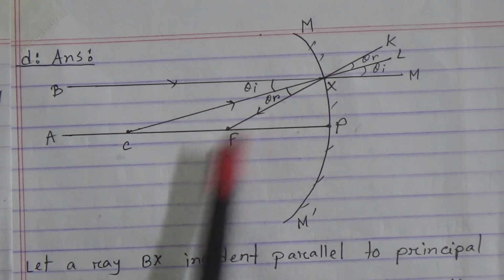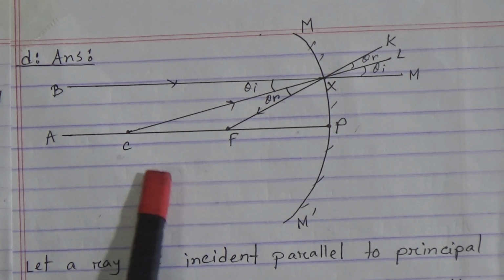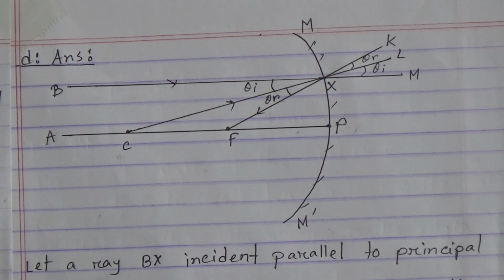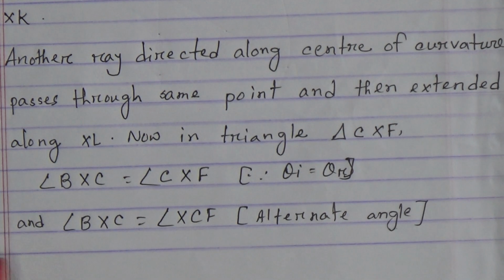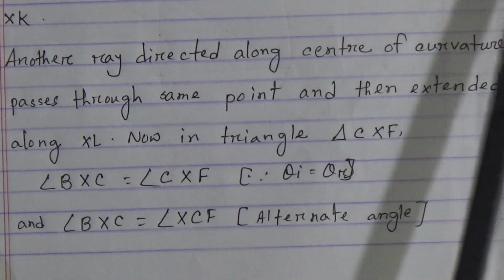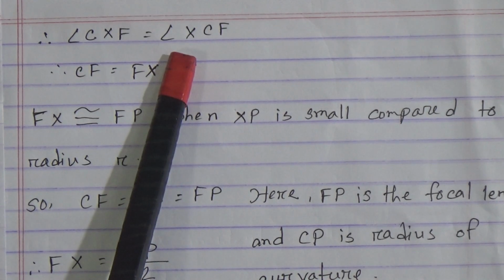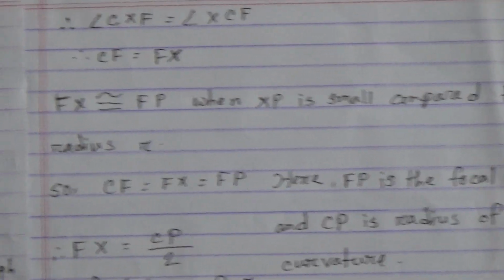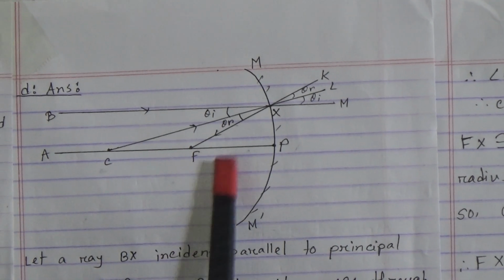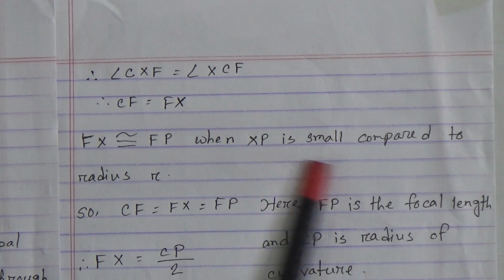Now in triangle CXF, we can write angle BXC equals angle CXF, that is theta I equals theta R. So the incident angle is equal to the reflected angle, and angle BXC equals angle XCF. These are alternate angles. So angle CXF equals angle XCF. So we can say line CF equals FX, and FX is approximately equal to FP when FP is small compared to radius R.